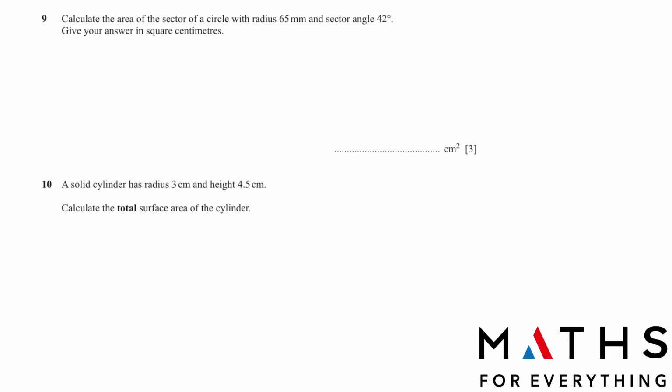So the first thing, convert your radius into centimeter. Millimeter to centimeter, we divide by 10. So 65 divided by 10 will give us 6.5 centimeter.